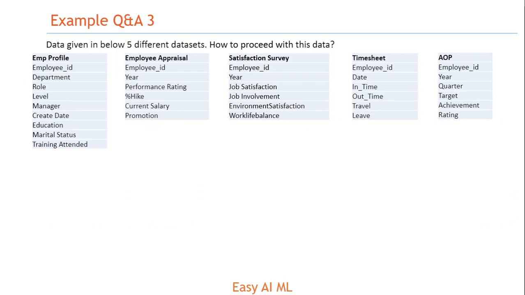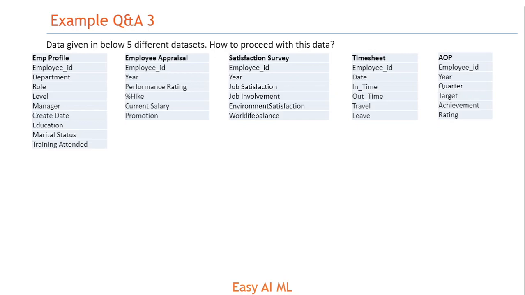So here is the example. It has taken employee attrition model data as an example. Data is given in the below 5 different data sets. How to proceed with this data for building the model or building the ABT. So the first data set is employee profile that has employee ID, department, role, level, employee's manager, create date, which is the joining date of the employee, and education, marital status, training attended, etc. So this is one data set.